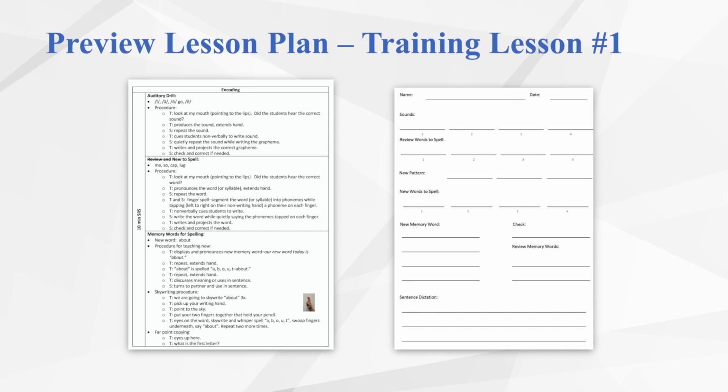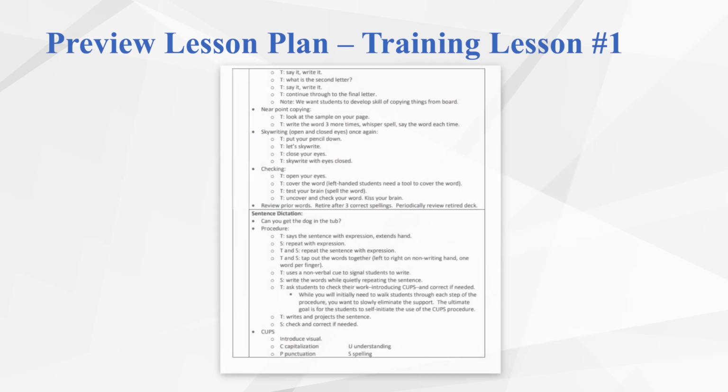We then shift our focus to memory words. Memory words are words that students do not have the skills to decode or encode. They are either words that are not fair to them yet, or are phonetically irregular. We'll spend more time talking about memory words later in training. The encoding portion of an OG lesson usually concludes with sentence dictation. Sentence dictation is cumulative review. This is the ultimate goal of the encoding portion of the lesson. Can the student write a sentence and apply all the skills that they've learned?